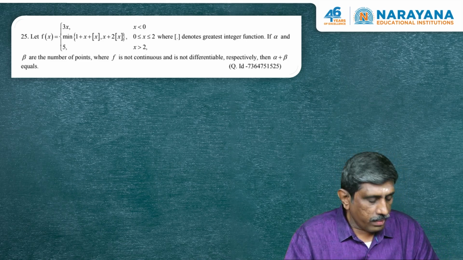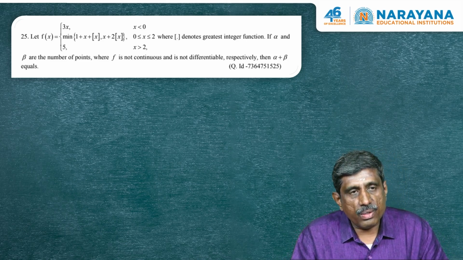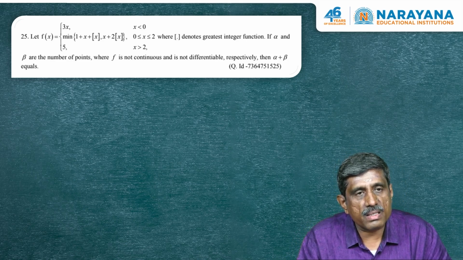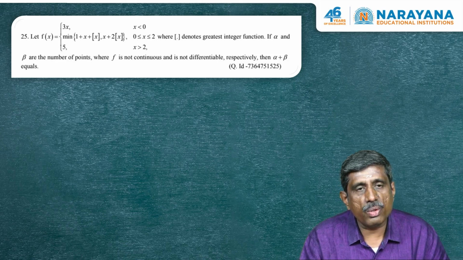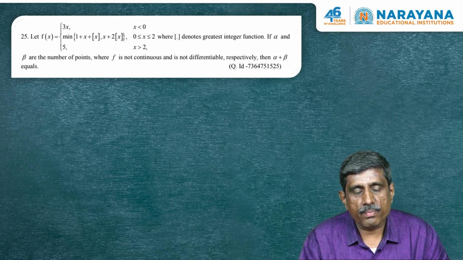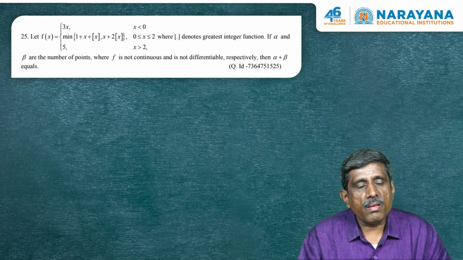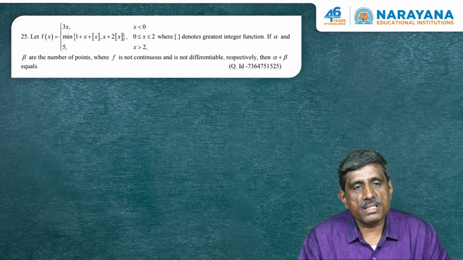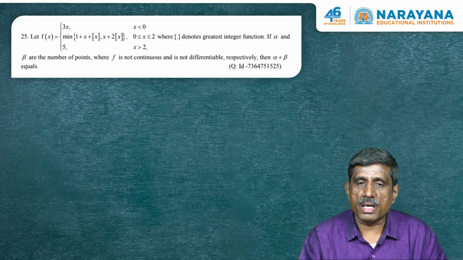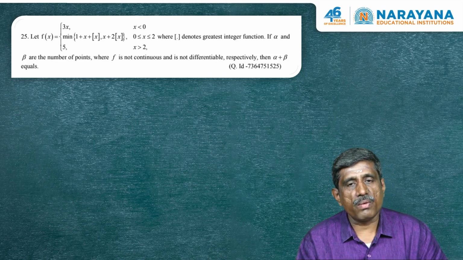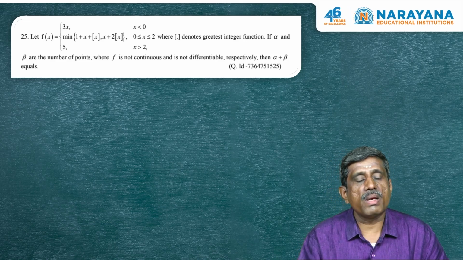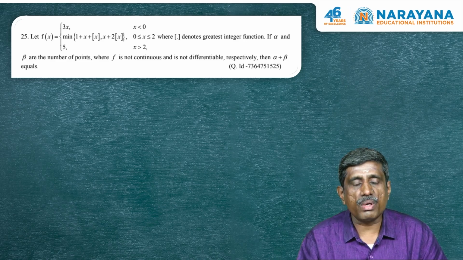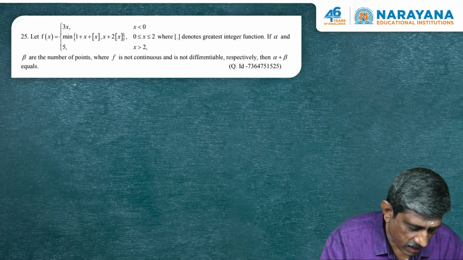f of x is equal to 3x for x less than 0, minimum of 1 plus x plus step x, or x plus 2 times step x for 0 less than or equal to x less than or equal to 2, and 5 for x greater than 2. If alpha and beta are the number of points where f of x is discontinuous and f of x is not differentiable respectively, what is the value of alpha plus beta? So we have to identify the number of points where the function is discontinuous, the number of points where the function is not differentiable, and add alpha plus beta. Let us do it carefully now.